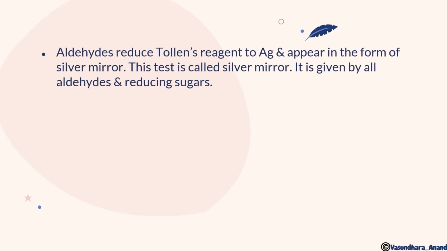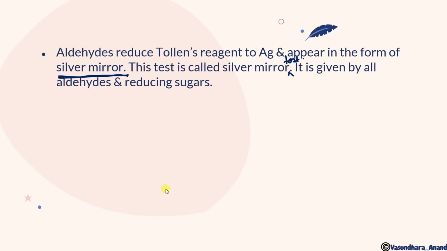Okay, now move to the next topic, that aldehydes reduce Tollens reagent to Ag. Tollens reagent, that means ammoniacal silver nitrate solution. It reduces Tollens reagent into Ag and appears in the form of a silver mirror. This is the important test for finding the aldehyde group. Okay, whether the aldehyde group is present in that compound or not, this is the important test, the Tollens test. It is called the Tollens test, and this test is also called the silver mirror test.